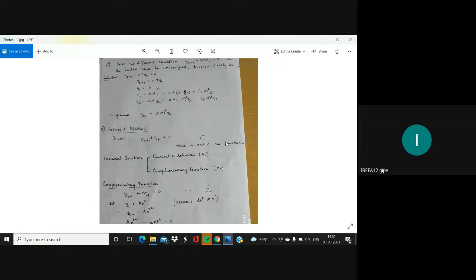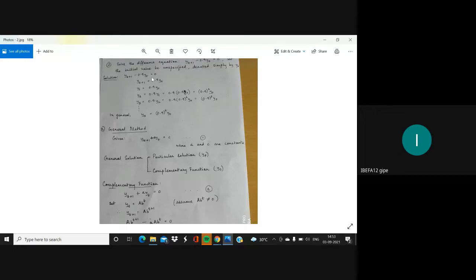Now for the second difference equation that you all saw, yt plus 1 minus 0.9 yt is equal to 0. Again, we put it in a form which is more convenient to use. Here we don't have an initial condition. We are denoting the initial value as simply y0. We don't have a specific value for it, so we are denoting it by y0.